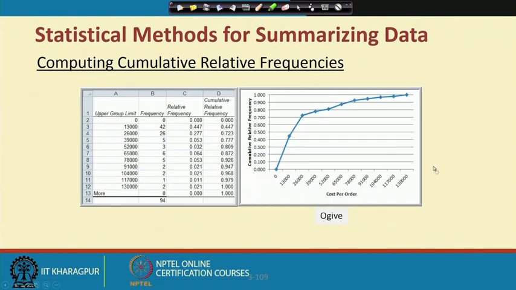Now, coming to another angle to understand the data, called cumulative frequencies, right. Same data I am using. Initially you start with unstructured data, then put it in structured data with frequency connections. For 13,000 the repetition is 42 times, as a result the frequency is 42. For 26,000 the repetition is 26, so the frequency is 26. For 39,000 the repetition is 5, so the frequency is 5, and like that you continue up to 130,000, right.